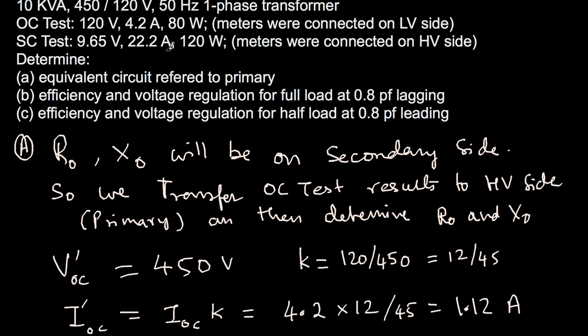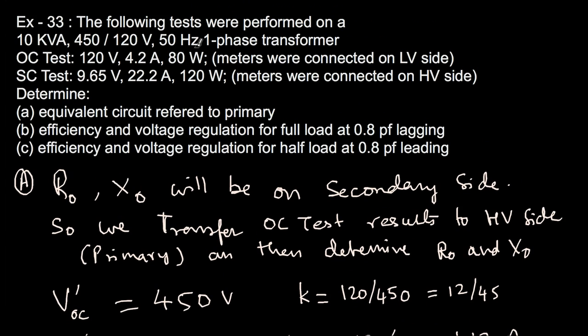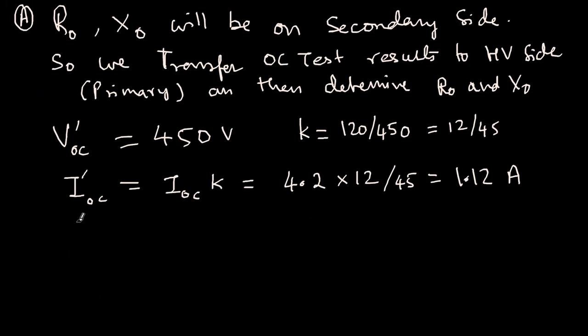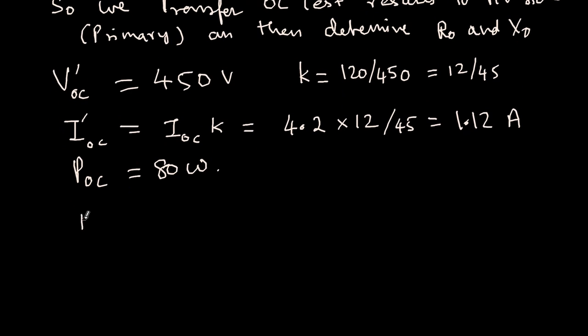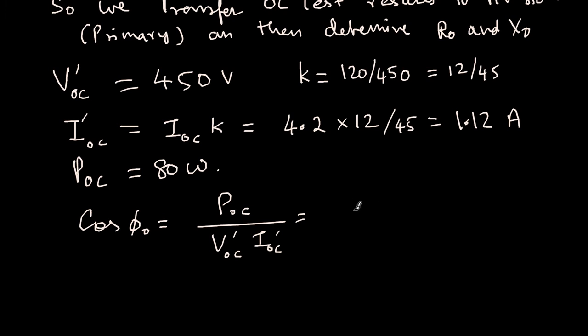Now coming to the power, so power is power, whether it is on the secondary side or primary side, it is essentially measuring the core transformer losses. So therefore the power will remain same. So power in open circuit is 80 watts only. So now I can find R naught. So before I find R naught, what should I do? First I should find the cos of phi naught. So cos of phi naught is P open circuit divided by V open circuit, I open circuit. I'm just keeping these dashes to be consistent. So this is 80 divided by 450 multiplied by 1.12.